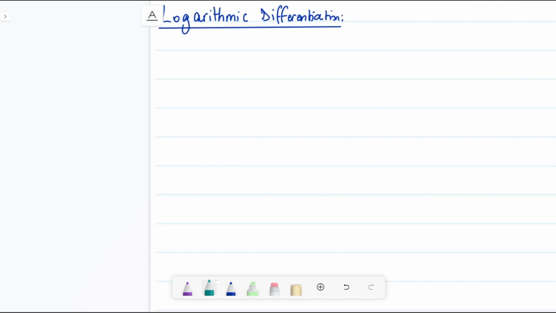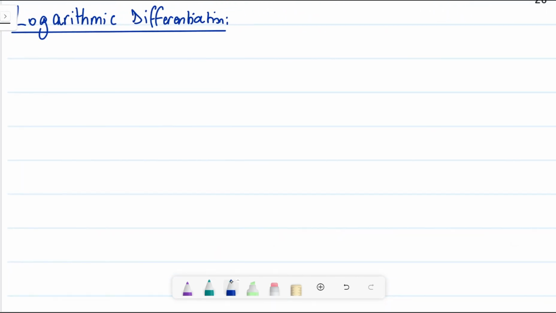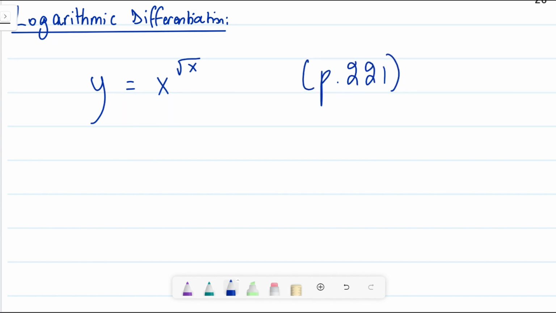And now we will move on to learn what we call logarithmic differentiation. We will learn again with an example. Suppose we have y equals x to the power of square root of x. This is from page 221. We would like to find the derivative of y, so we are looking for y prime.